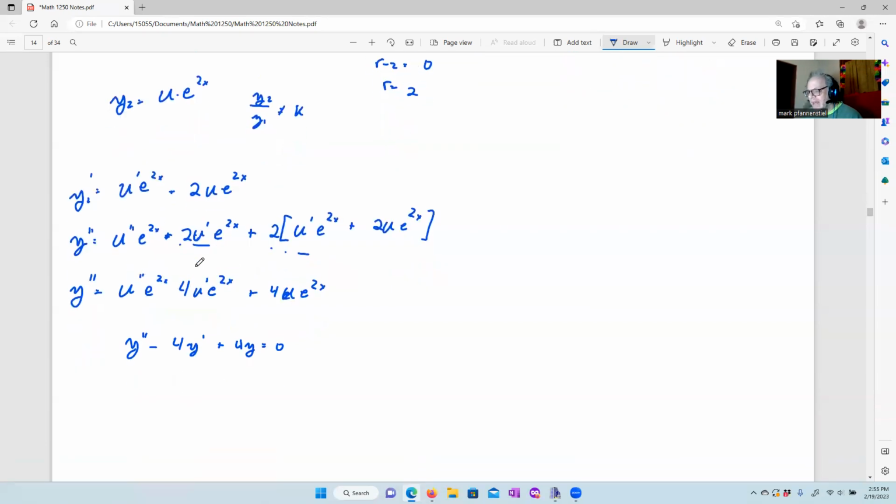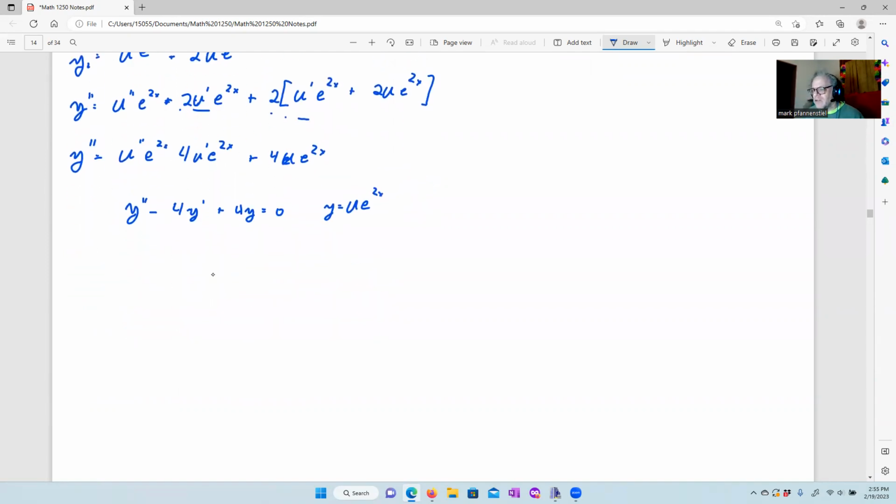But in this case, our y is going to be our u times e to the 2x. Remember, our solution is y is equal to u e to the 2x. So we're just going to plug in what we found for our derivatives into these cases here. So we're going to have u double tick e to the 2x, plus 4 u tick e to the 2x plus 4u e to the 2x.